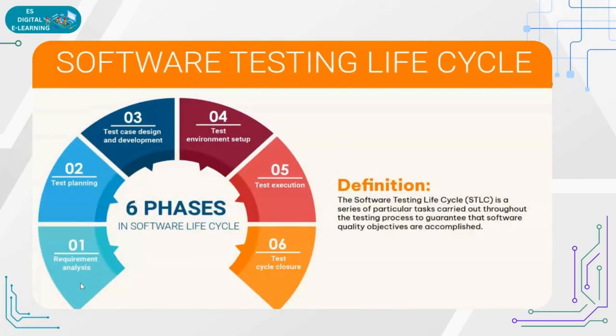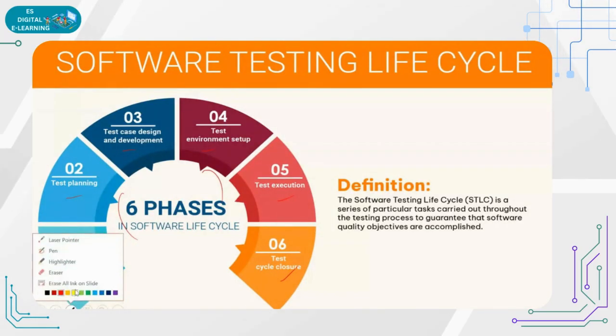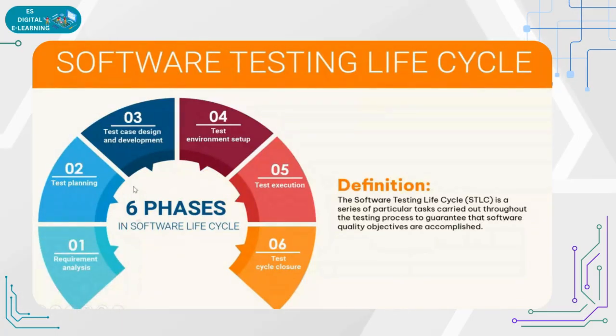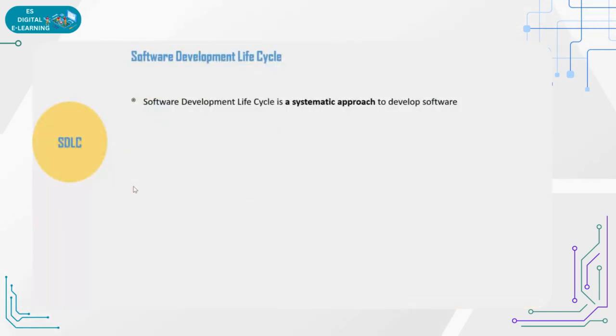Okay, so now coming to the software testing life cycle. For the software testing life cycle, we need to follow requirement analysis, test planning, test case development, test environment setup, test execution, and test closure. So these are the 6 phases. Before going into this, we need to understand where the testing life cycle comes in and where we are doing the testing.